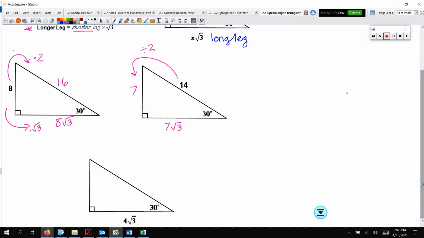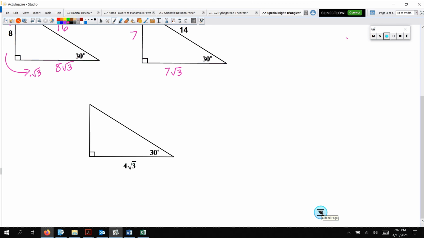Now, the short leg is opposite of the 30 degrees, so that means 4 root 3 is the long leg. So I need to divide by root 3 to find the short leg. And we'll draw that arrow, so divide by root 3 for that one. So 4 root 3 over root 3. Now I will show you a little trick. And this doesn't always work out like this, but it's nice right now. The root 3's kind of cancel each other out, so I'm just left with 4.